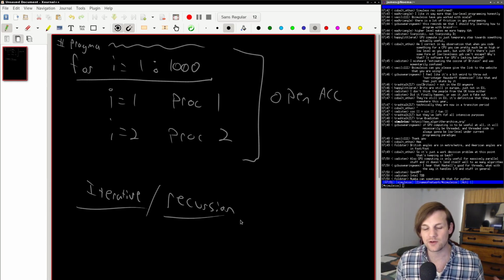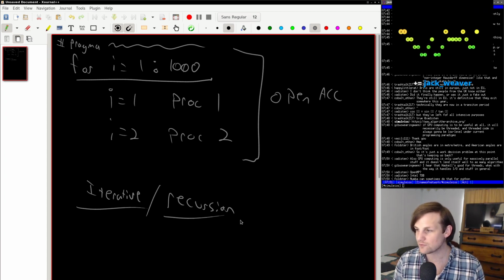So I guess my point is, when it comes to GPU programming, you really do have to wrestle with the hardware. No matter what you do, you have to wrestle with the hardware.